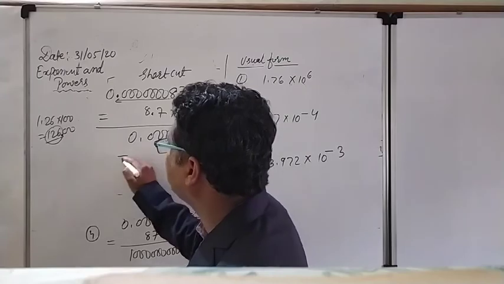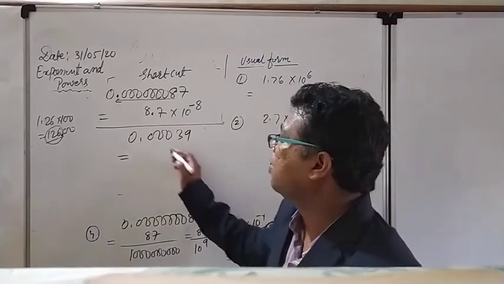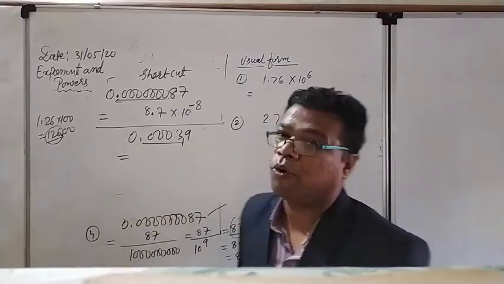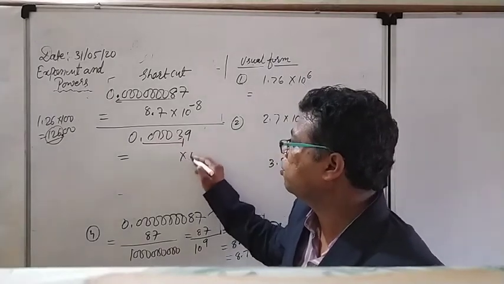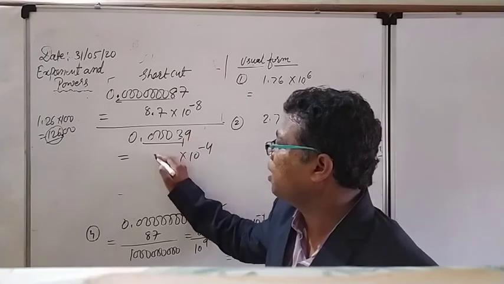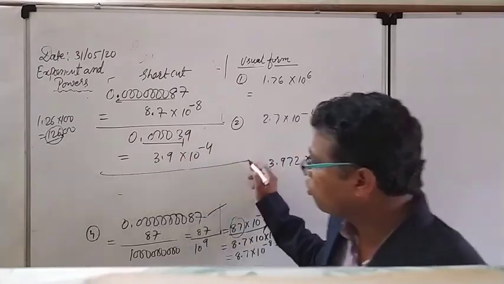0.00039. If this is the question, so what will be the answer? I will count this particular thing. 9 I am not going to count. So how many? 1, 2, 3, 4, into 10 to the power minus 4. And I will write down 3.9. One more question I am solving.